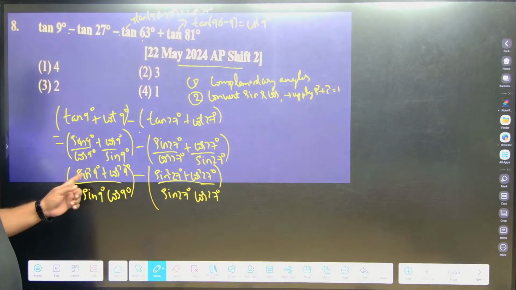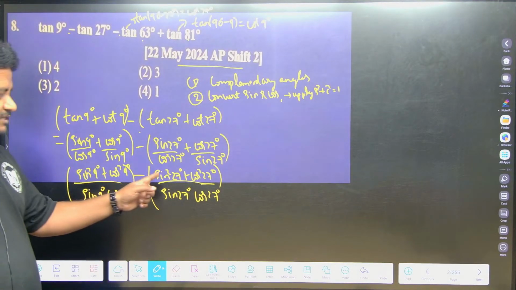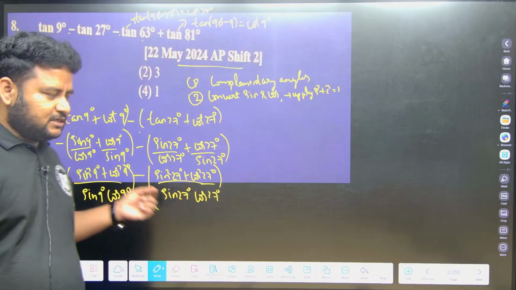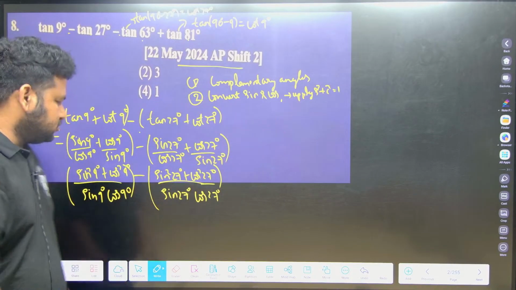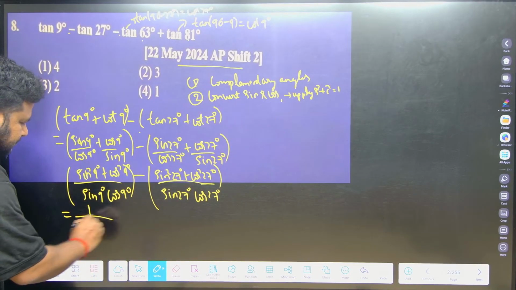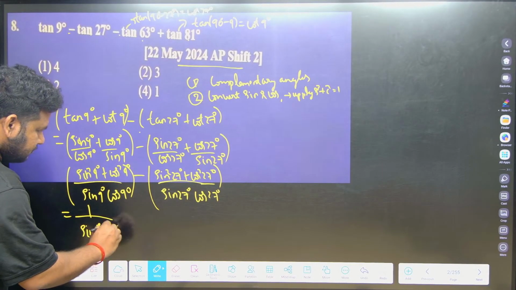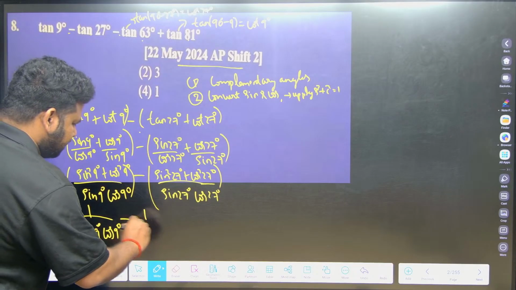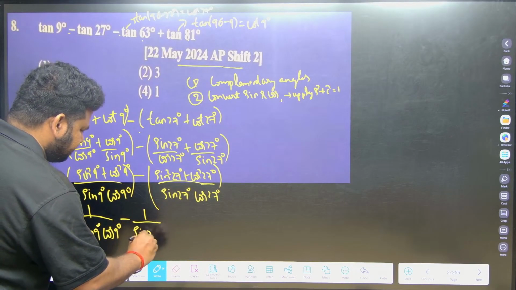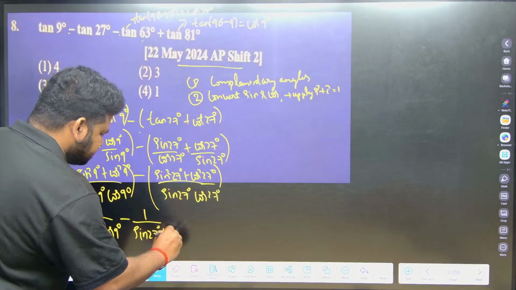Now see here, sin square theta plus cos square theta, here theta is 9; sin square theta plus cos square theta, here theta is 27. Sin square theta plus cos square theta is 1. So this will transform into 1 by sin 9 degree into cos 9 degree minus 1 by sin 27 degree into cos 27 degree.